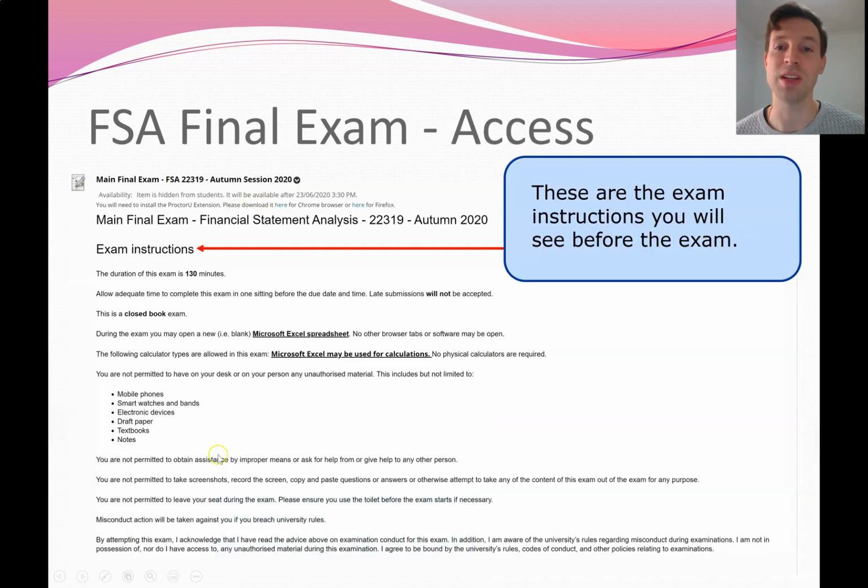It's going to give you some exam instructions. Okay, Excel spreadsheets are allowed, closed book exam, the kind of things we just talked about. No toilet breaks are allowed during the AI proctored exams, so make sure you're ready to sit down for your 130 minutes straight. Then underneath here, there'd be a button where you can begin it, and that would launch you into the ProctorU setup and verification stages.